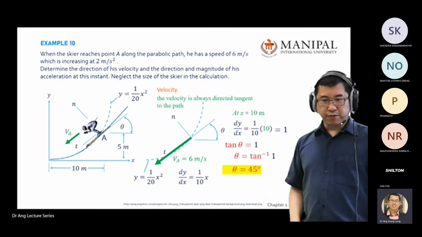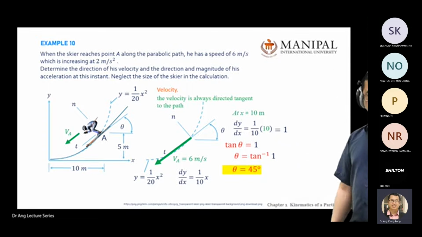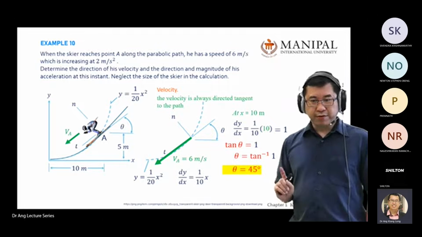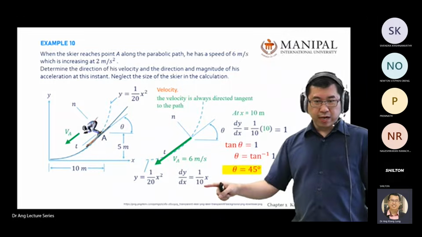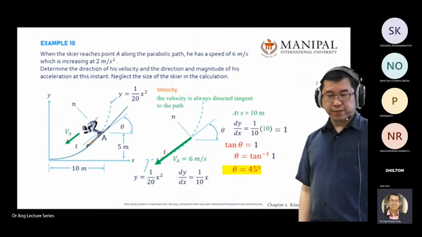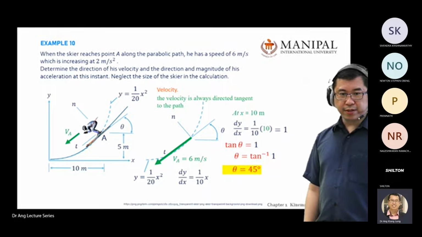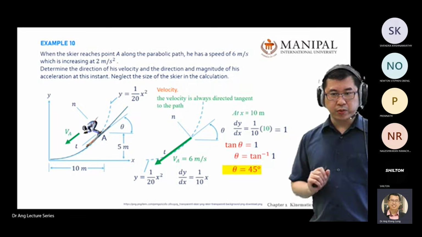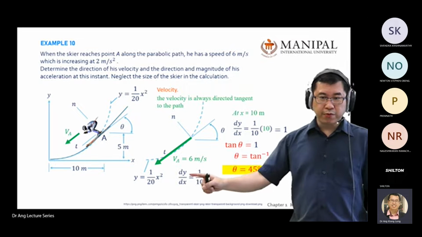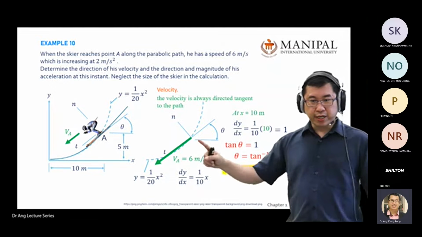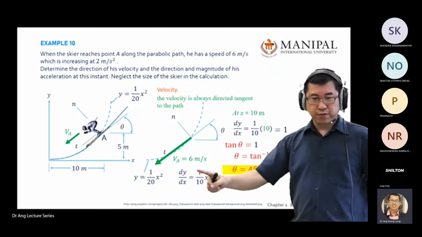Okay, and then 45. Up to this stage, do any of you have questions? How to get 45 degrees? How to get dy dx? Everyone good? Stop me if anything seems not very clear to you. And there's a purpose why we find dy dx at this stage, because later we need to find the radius of the curvature.